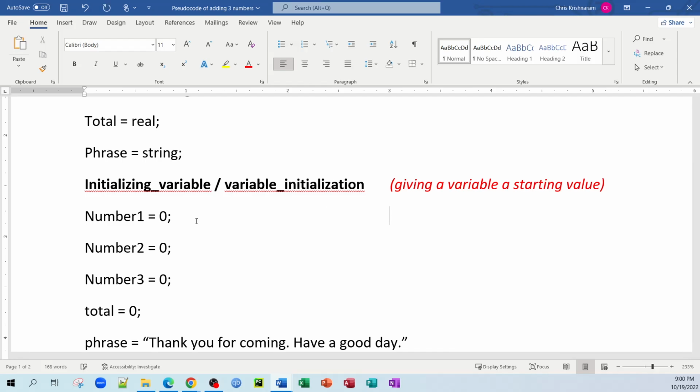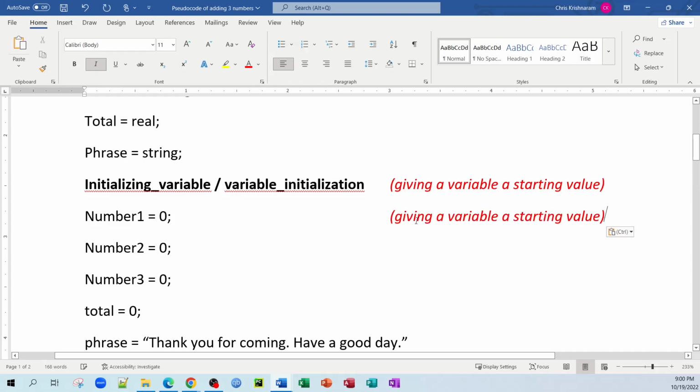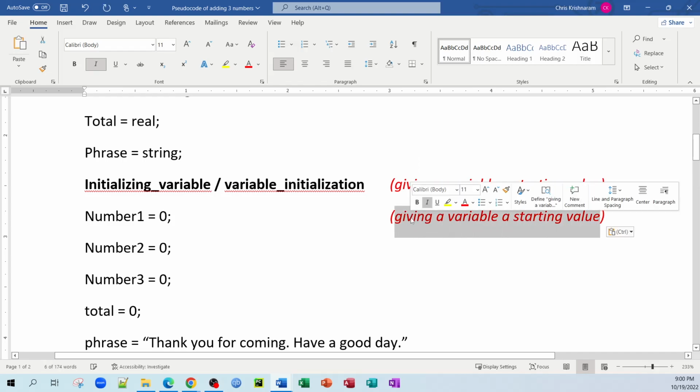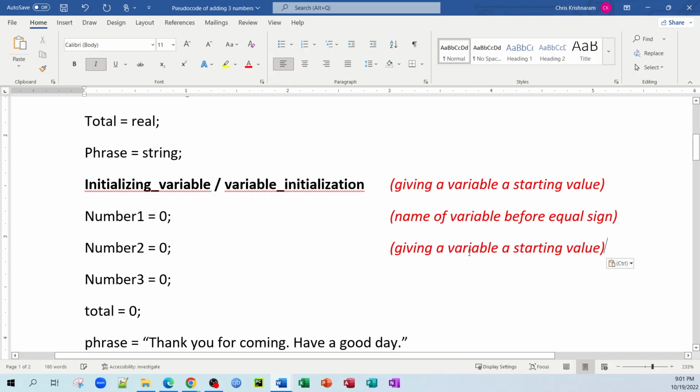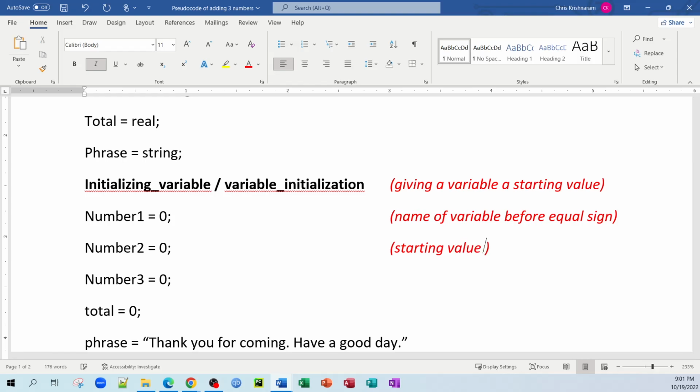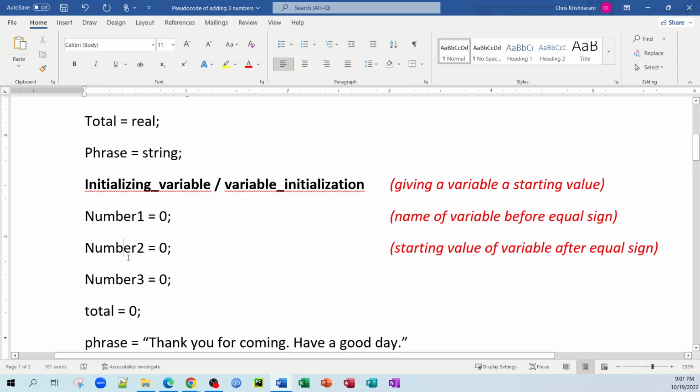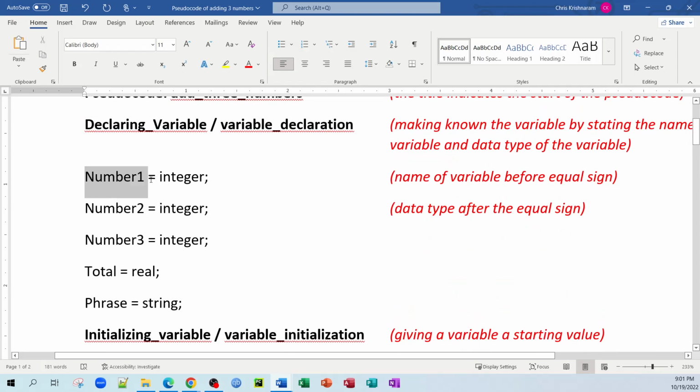So, name of variable before equals sign, and then starting value of variable after equals sign. So before the equal sign, you put the same name of the variable that you have at the top here.